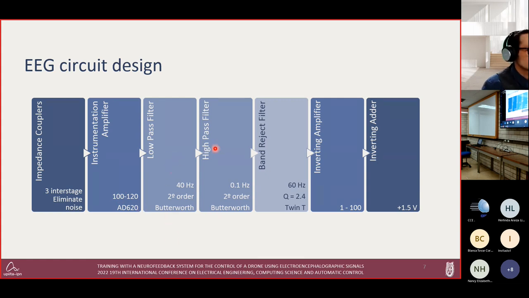After that, we have a low pass filter and a high pass filter that allow us to select the frequencies between 0.1 hertz and 40 hertz. Then we have a notch filter that allows us to eliminate that frequency. And we have a last inverting amplifier that allows a gain between 1 and 10. And the last part is the inverting adder, where we add 1.5 volts to the signal to adapt it to the microcontroller.